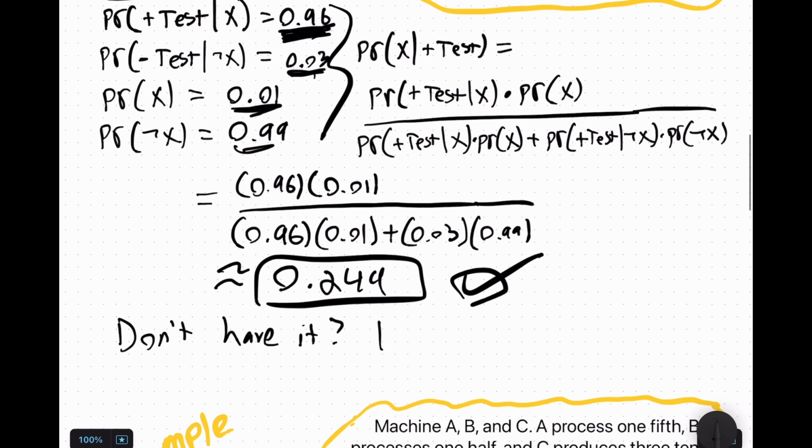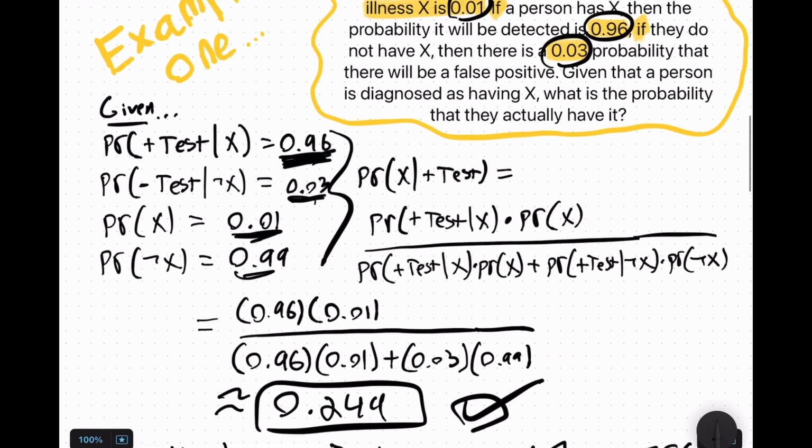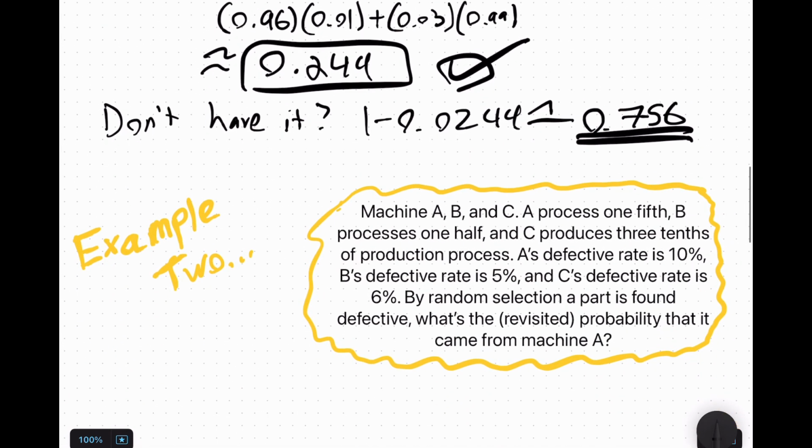Okay. And we can also ask, let's say we don't have it, well, we'll just say 1 minus 0.244, so approximately 0.756 probability that you don't have it. So not too bad. Let's try the next example.